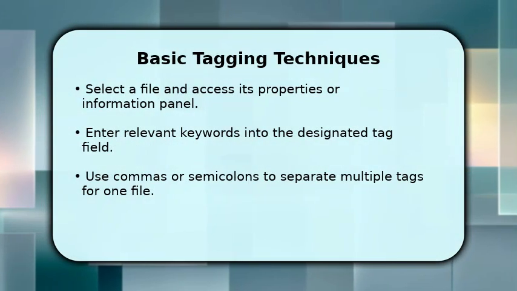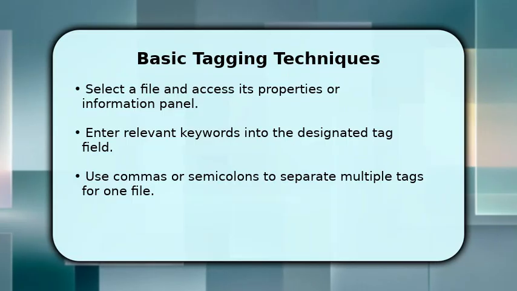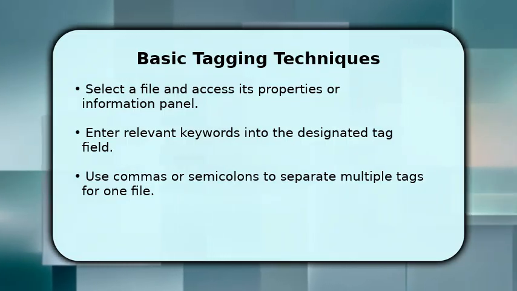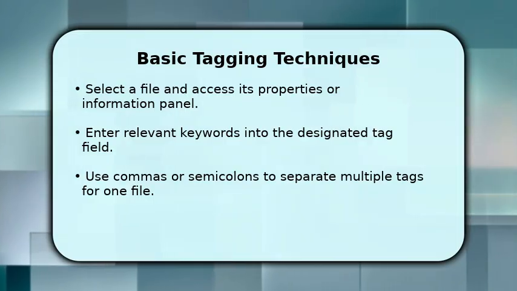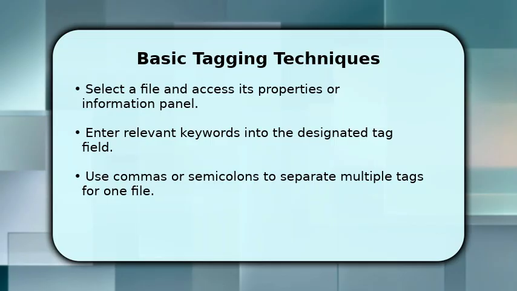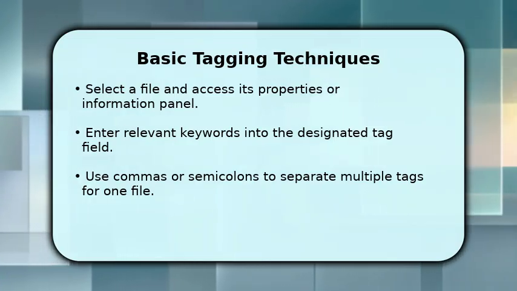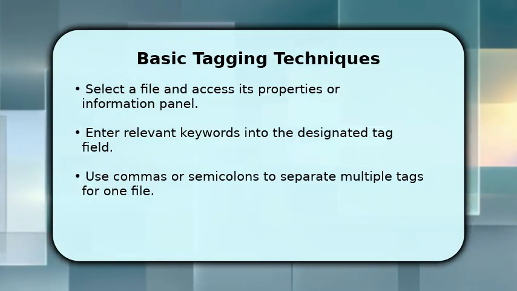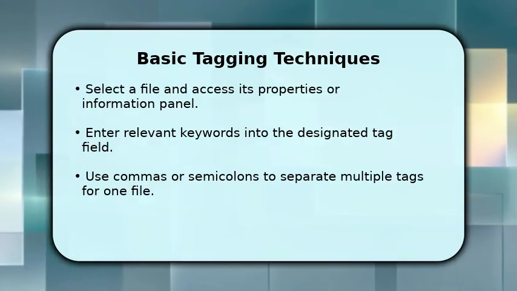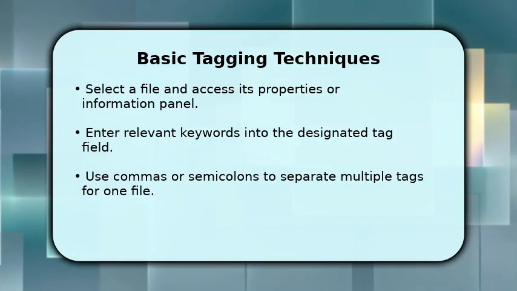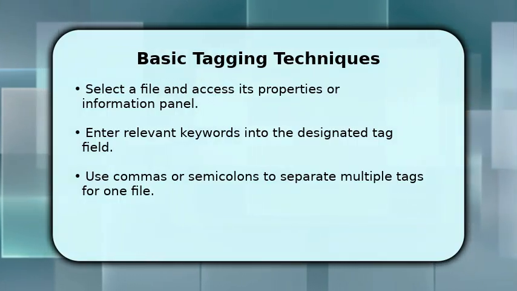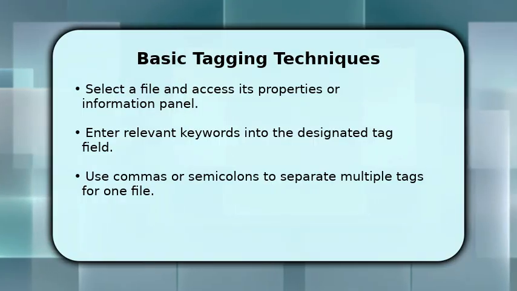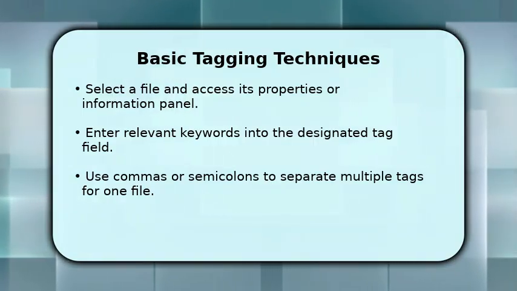To begin, select the file you wish to tag and open its Properties or Information panel. Locate the specific field for adding tags. Here, you can type in descriptive keywords. For instance, you might add Project Alpha or Meeting Notes. If you need to apply several tags, simply separate them with a comma or a semicolon. This simple step significantly enhances your file's discoverability and organization.